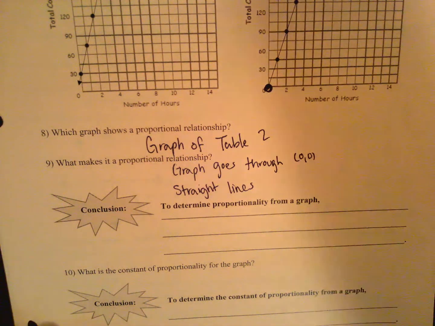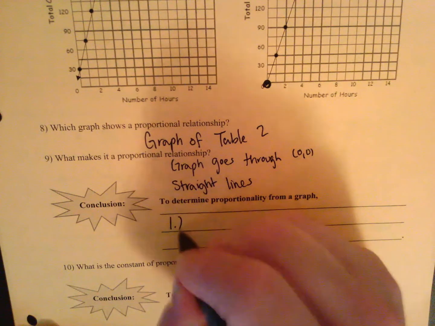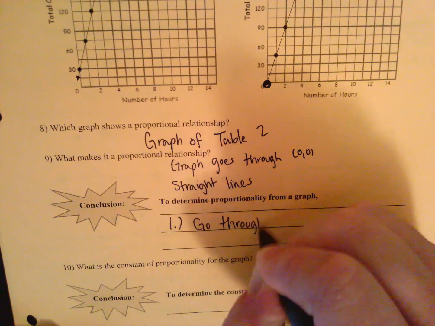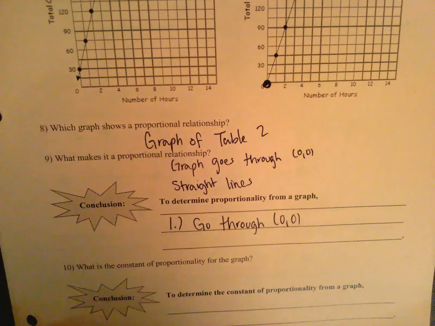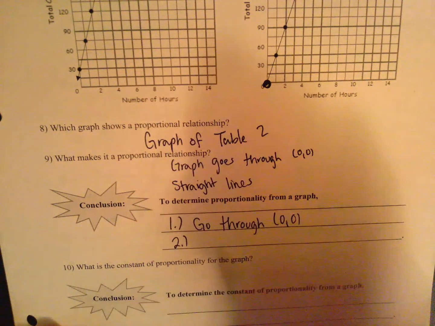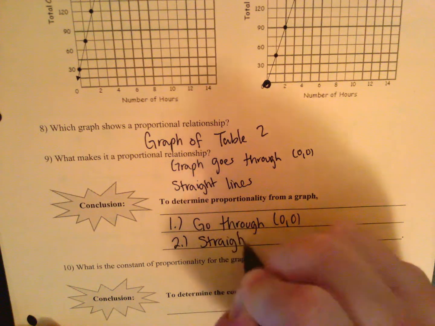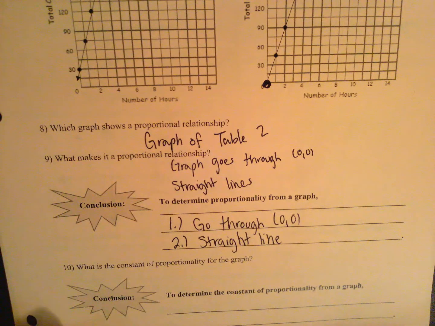So to determine proportionality from a graph, you have to ask yourself 2 questions. Does it go through 0, 0? The second question is: is it a straight line? If you can answer yes to both, then you are on the right track.